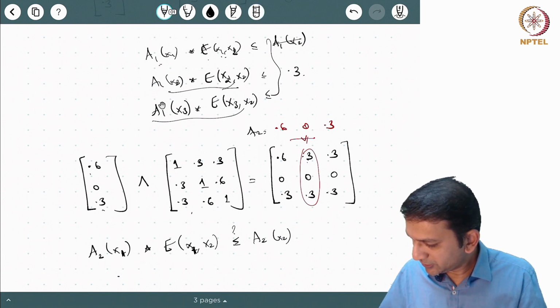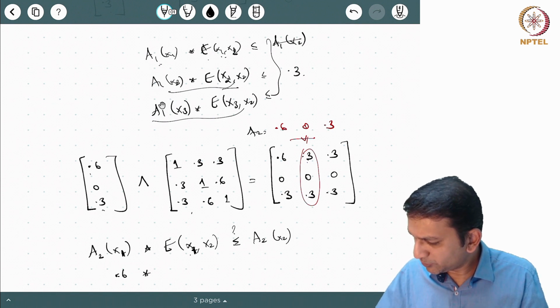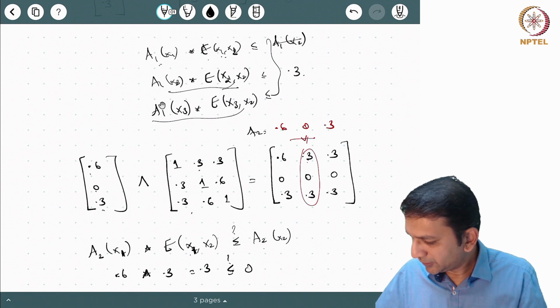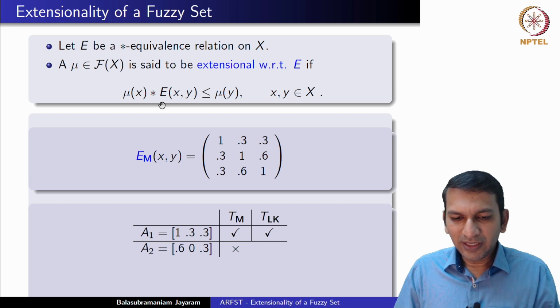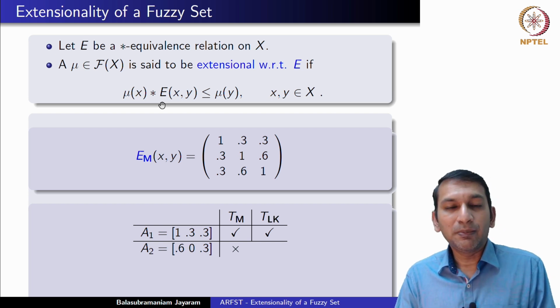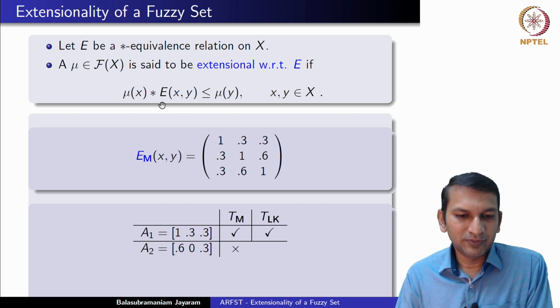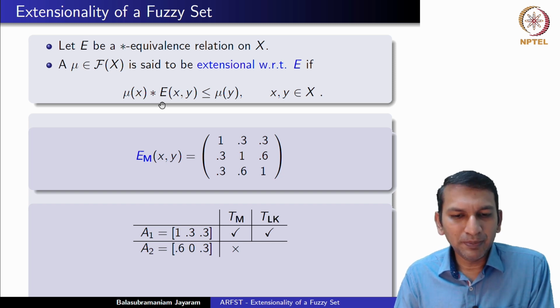A2 of x1 is 0.6, star E x1 x2 is 0.3, and the star is minimum, so this is 0.3. Is it less than or equal to A2 x2? A2 x2 is 0. It is not, so this is not extensional. So this fuzzy set is not extensional with respect to the min T-norm. So it is not extensional with respect to EM and min T-norm.